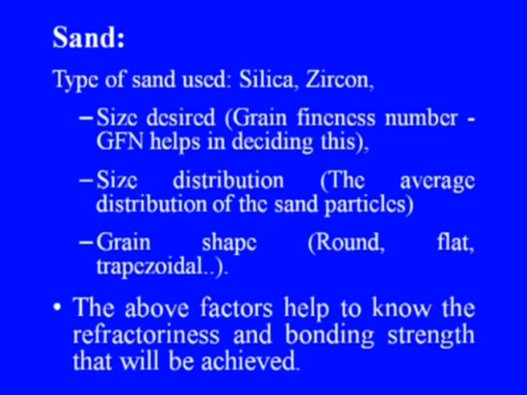the average distribution of the sand particles, then the grain shape, whether they are round, flat or trapezoidal. The above factors help to know the refractoriness and bonding strength that will be achieved. Sands of much smaller grain size than normal castings can be used in the cell molding process with nearly flat shapes.